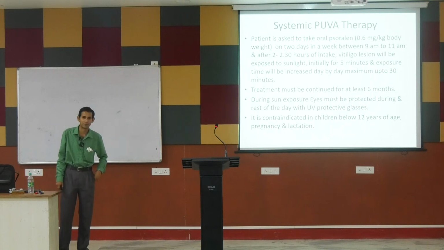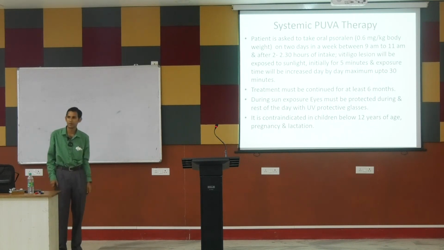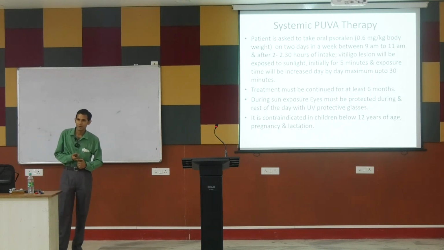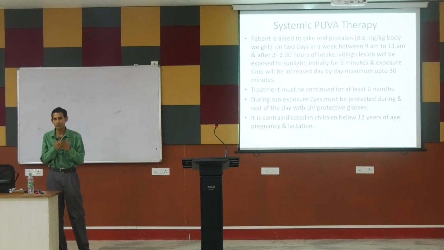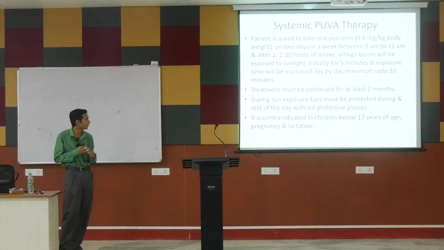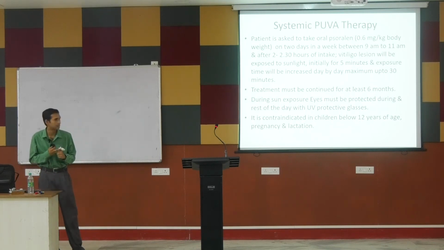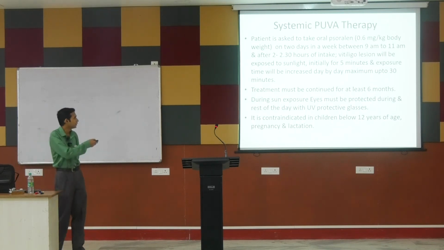Now the systemic PUVA therapy. What is the systemic PUVA therapy used for the treatment of vitiligo? Systemic PUVA means oral PUVA. First of all, it should be given not only in extensive vitiligo but in a stable lesion, and the age of the child is most important, which, as I have already told, is more than 12 years. The patient is asked to take oral psoralen or 8-methoxypsoralen. Tablet 8-methoxypsoralen is given in a dose of 0.6 milligram per kg body weight.